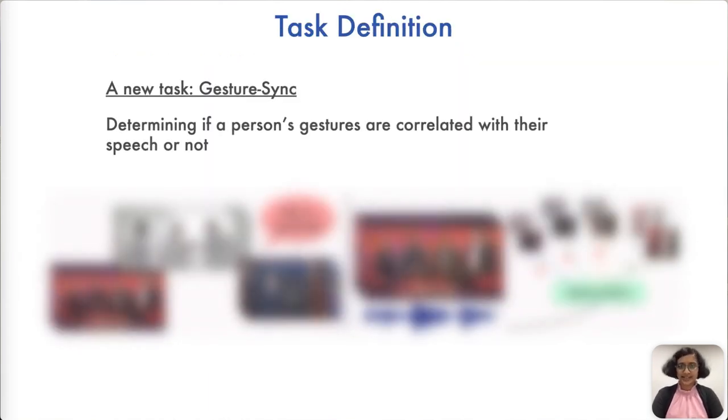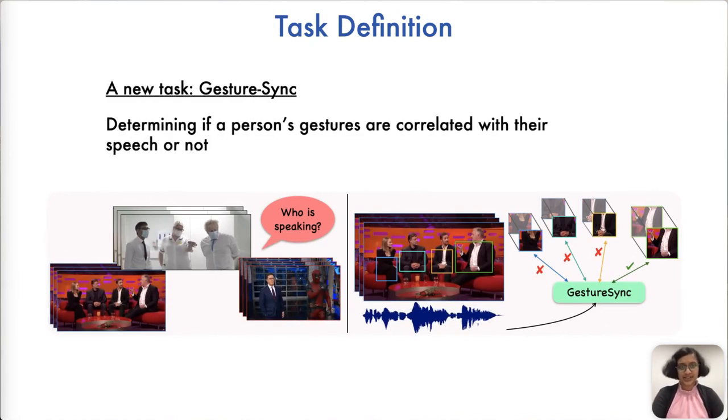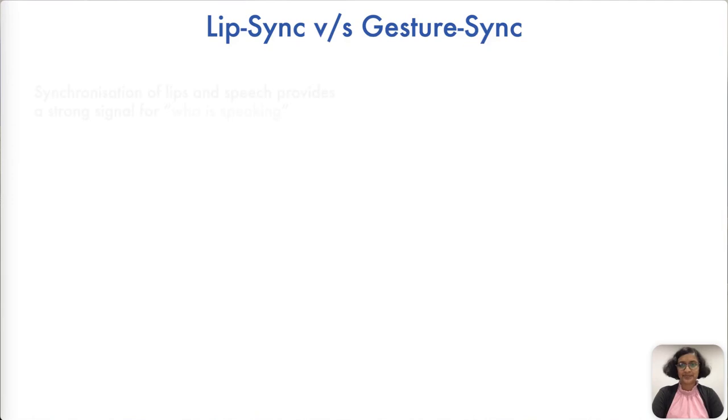We propose a new task in this work known as gesture synchronization to determine if a person's gestures are correlated with their speech or not. We all know about the lip synchronization task, but here in this work, we are introducing gesture synchronization with an aim to identify to what extent it is possible to answer the question who is speaking from gestures alone without the need of a talking head to be available.